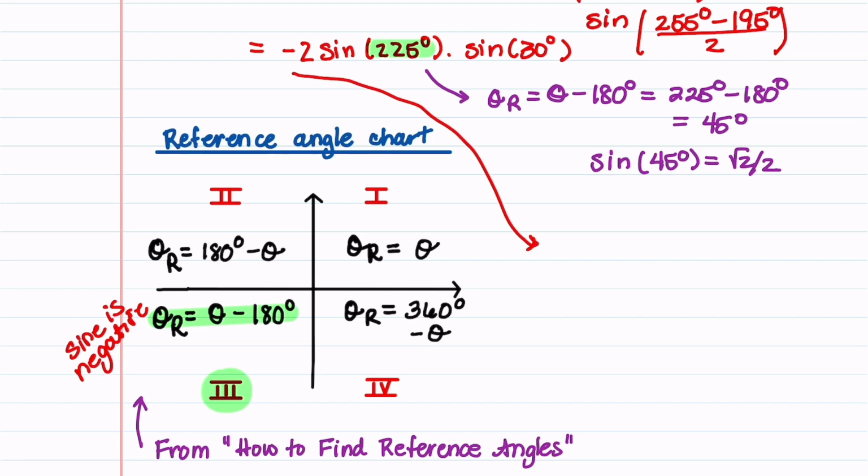So that means our answer is going to be minus 2. Sine of 225 is going to be minus root 2 over 2 times sine of 30 degrees, which is 1/2. We have a lot of 2's going on here. Let's see. One of them's going to cancel. And our answer is going to be root 2 divided by 2.